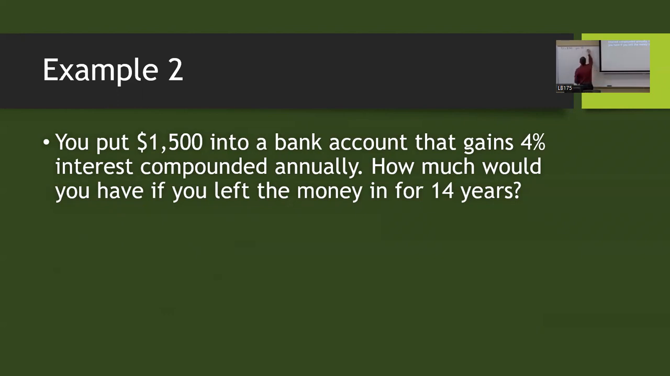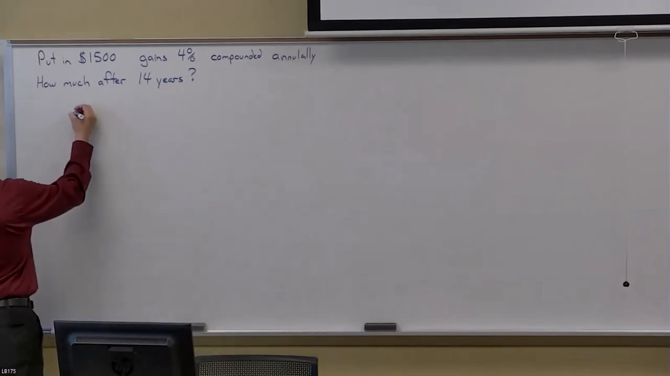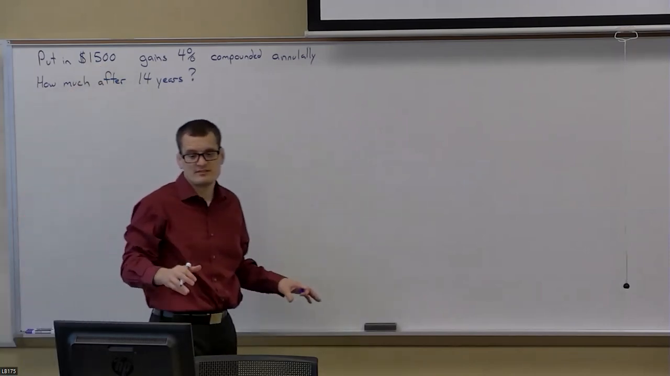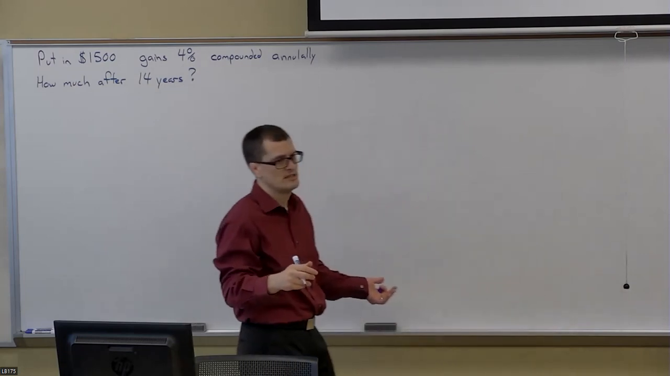I should say 4% compounded annually. How much will you have, or how much will be in the bank account after 14 years? So this is general interest. We're just putting in one lump sum of $1,500 and then we're not touching it for another 14 years. Everybody get that concept?